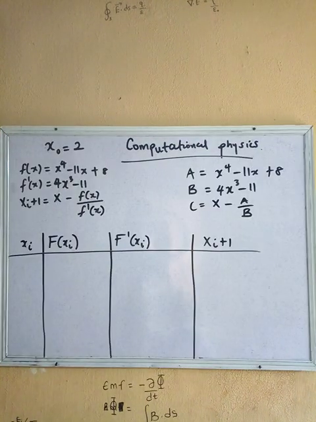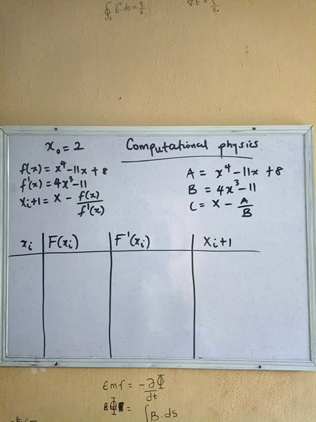Now, written on the board is the step-by-step method on how to do this and how to use the calculator to compute it. So when you look at the board carefully, you'll see that f of x is equal to x to the power of 4 minus 11x plus 8. And the derivative of that function, which is f prime of x, is equal to 4x cubed minus 11.